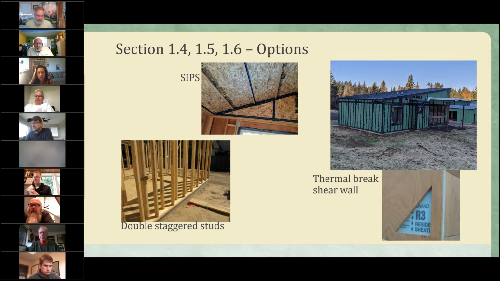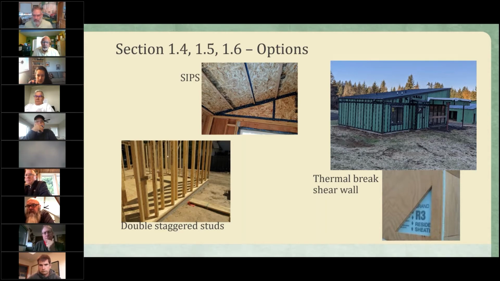Here are some pictures of different ways to get it. You've got your SIPS panels. That's full panels, which probably most people are somewhat familiar with. We don't see it very often. They work well on small boxy houses, but on custom houses it would be really tough and expensive. You've got your double staggered studs. This is a good way to get the thermal break insulation, so you don't have to put the continuous foam on the outside. The insulation in between the studs creates that thermal break, which is how you get the performance up on that wall.